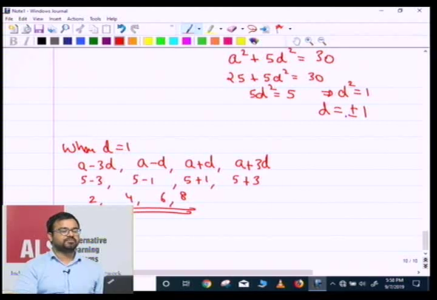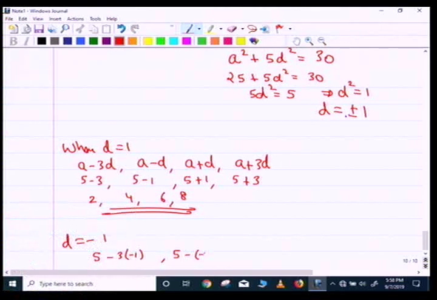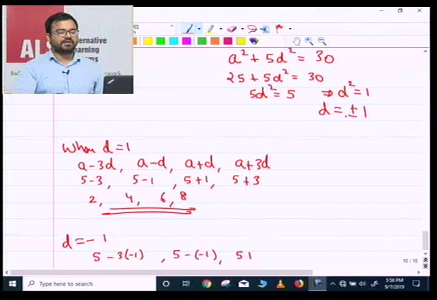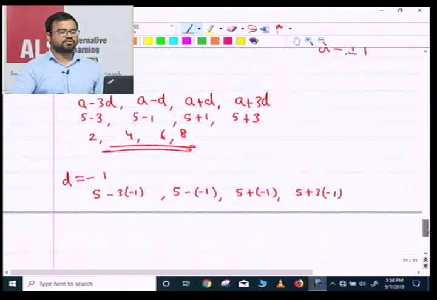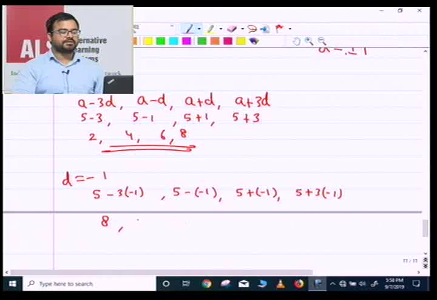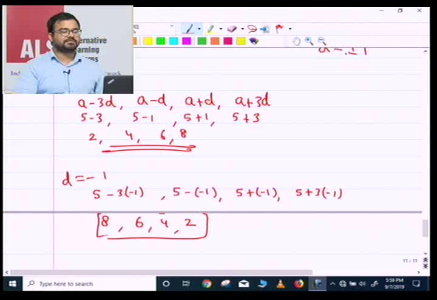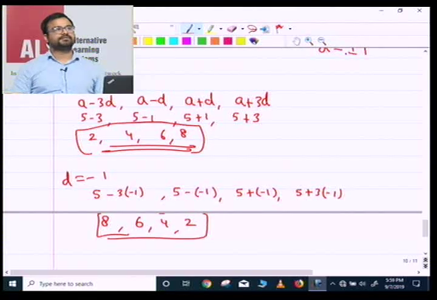And when d is equal to minus 1, it will be 5 minus 3 of minus 1, 5 minus of minus 1, 5 plus of minus 1, 5 plus 3 of minus 1. So we will get 8, 6, 4 and 2. So either this one will be the AP or this one will be the AP. One is the increasing, one is the decreasing. All of you are getting it?